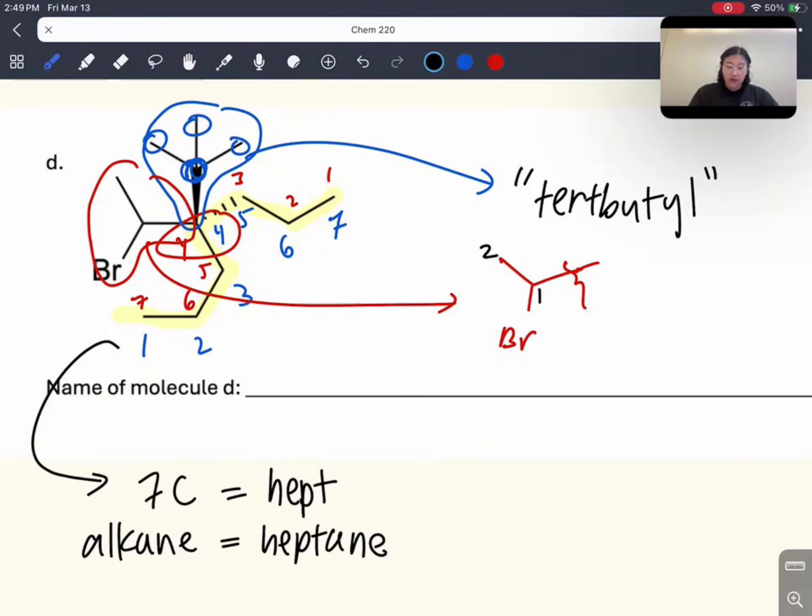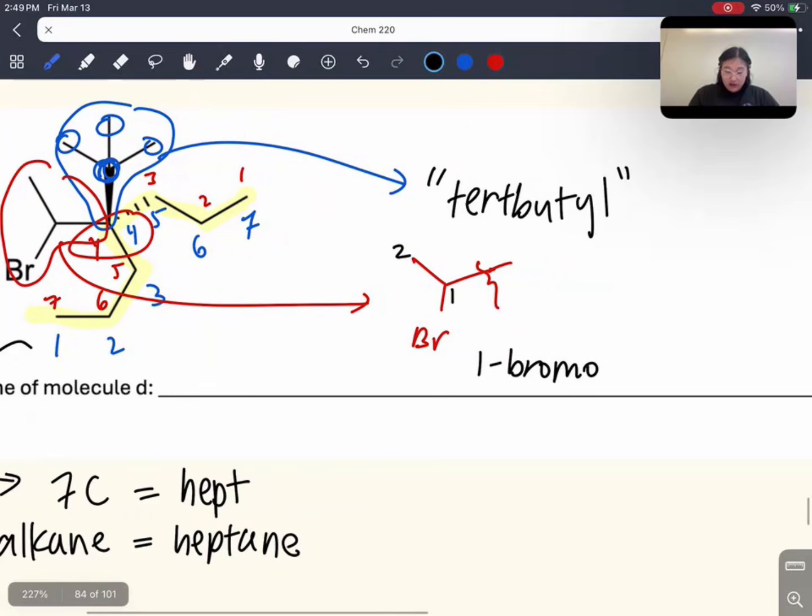And then on carbon 1, I have a bromine, and so the prefix for that is bromo. So I have 1-bromo. And then since it's 2 carbons, the parent name for that is ethane, and so it'd be 1-bromoethane, right? But we have to remember that this is not its own molecule. It's a substituent and it's attached to this larger chain. And what carbon is it attached to? It's attached to carbon 4. And so that means we're going to put this in parentheses and put a 4 in front of it.